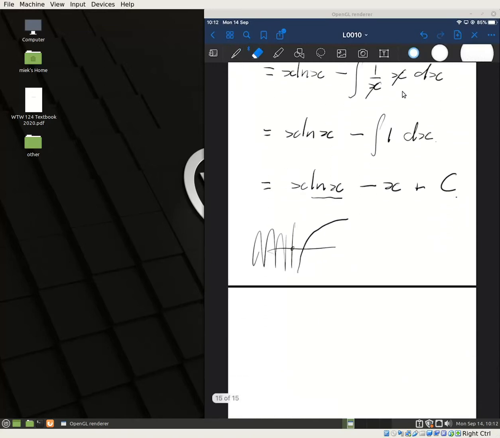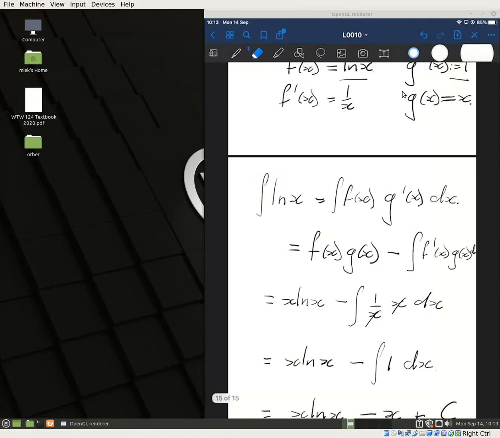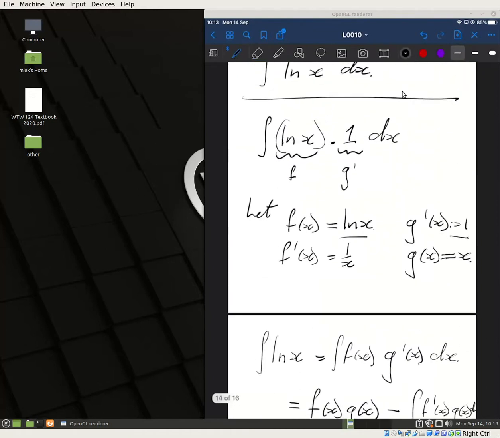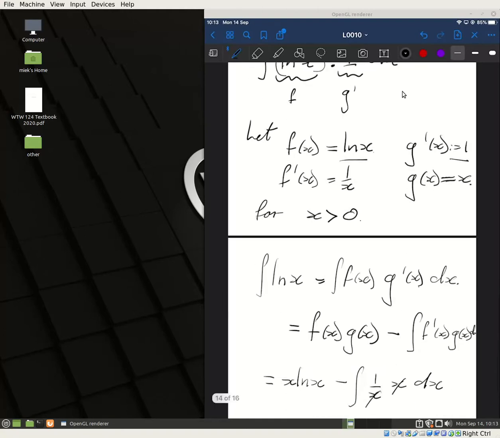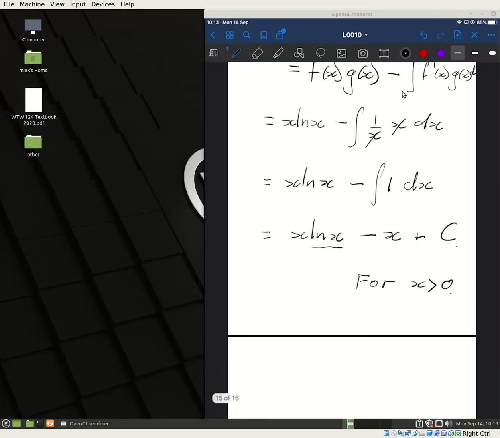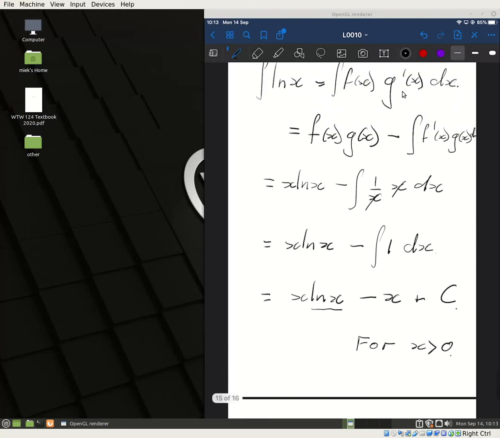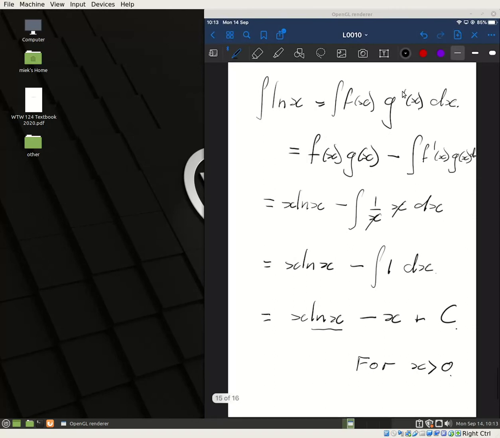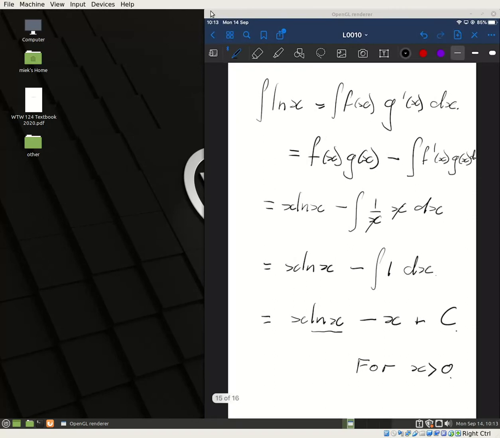So this is only defined when x is greater than 0. So let's add this condition up here, that this holds for x greater than 0. Let's add that condition also down here for x greater than 0. Okay. And that is it for this example.